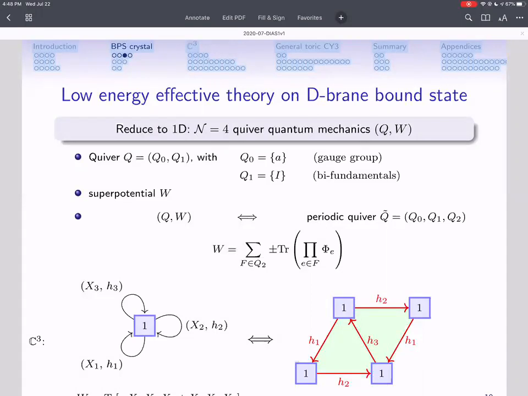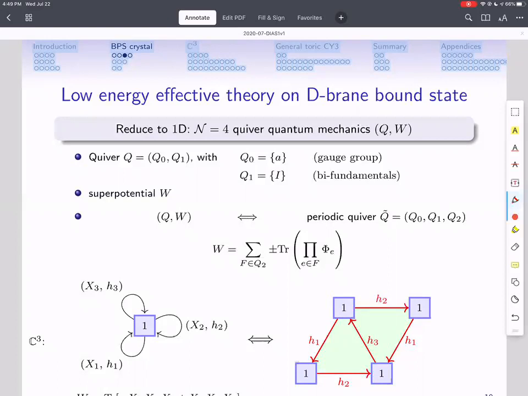Yeah, you're just looking at the low energy effective theory. So this is just a dimensional reduction. To your right. Okay, the dimensional reduction to the 0 plus 1. Okay. All right. Thanks. Thank you.